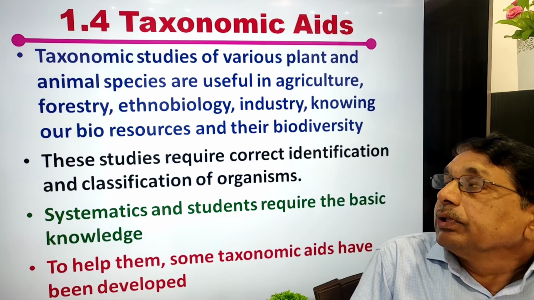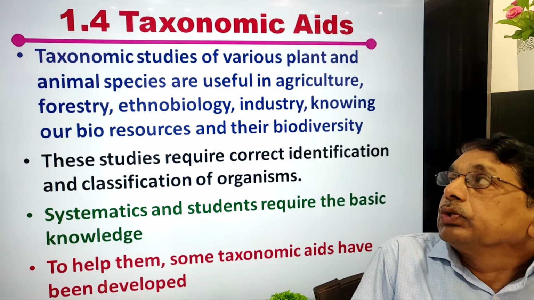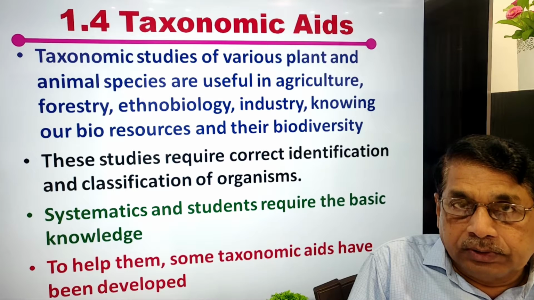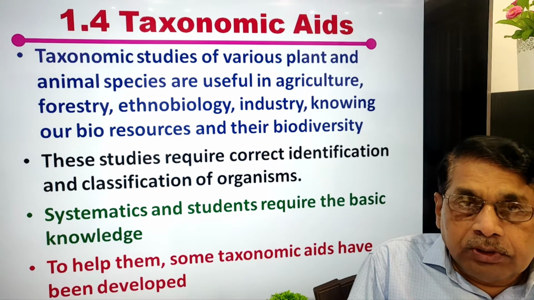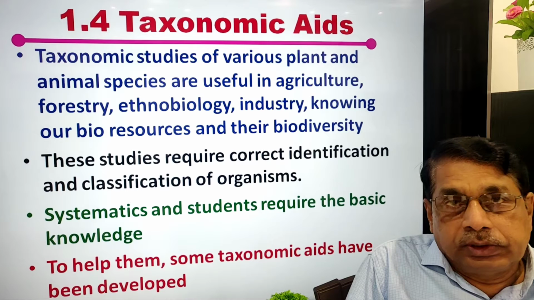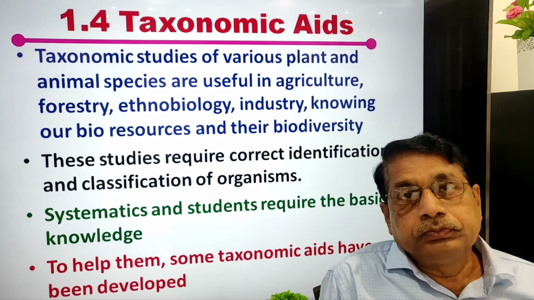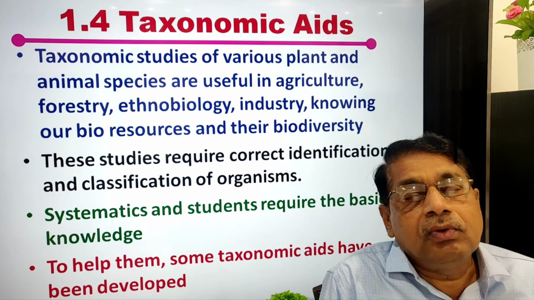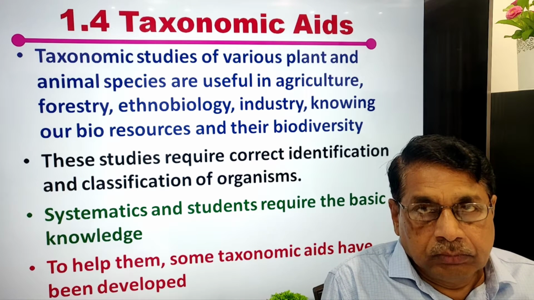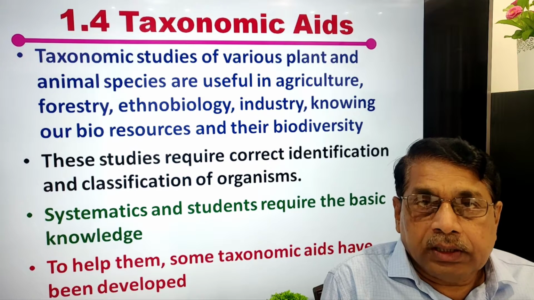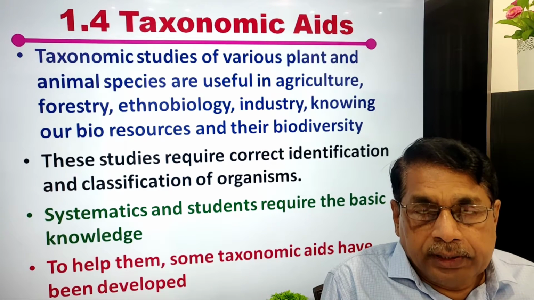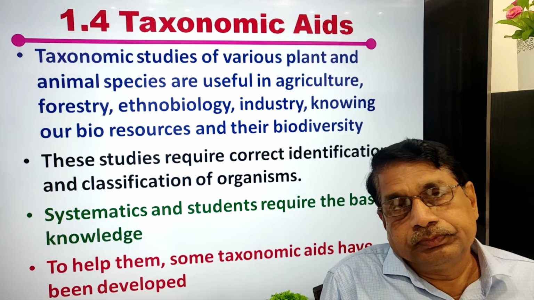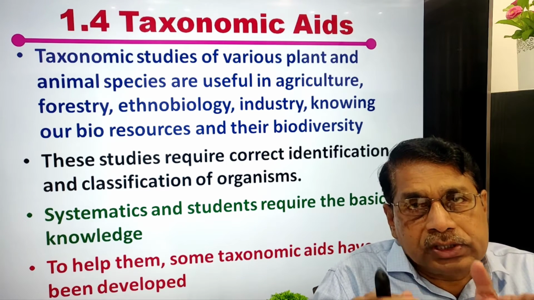Now let us consider the taxonomic aids, the last section of this chapter. Taxonomy, we try to understand. Aids, the things that are helpful for taxonomy, means characterization, identification, nomenclature, classification. What are the different things available for us?